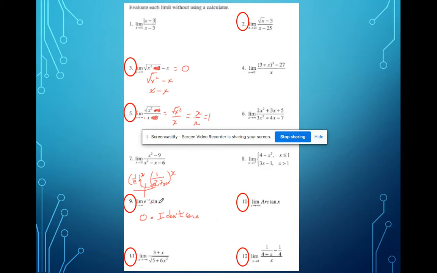The end behavior of sine, well, it oscillates, but it oscillates between 1 and negative 1, right? So numbers between 1 and negative 1 times 0 is 0.